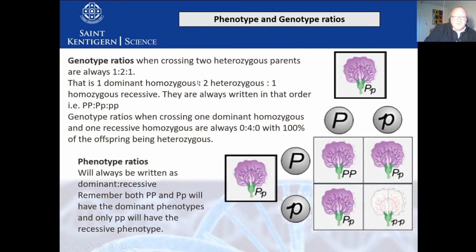So that is 1 homozygous dominant, 2 heterozygous, and 1 homozygous recessive. You need to say what they are. So 1 to 2 to 1: 1 homozygous dominant, 2 heterozygous, and 1 homozygous recessive. If they ask you the phenotype ratio, in this case it will be 3 purples to 1 white. 3 purples to 1 white. Okay.